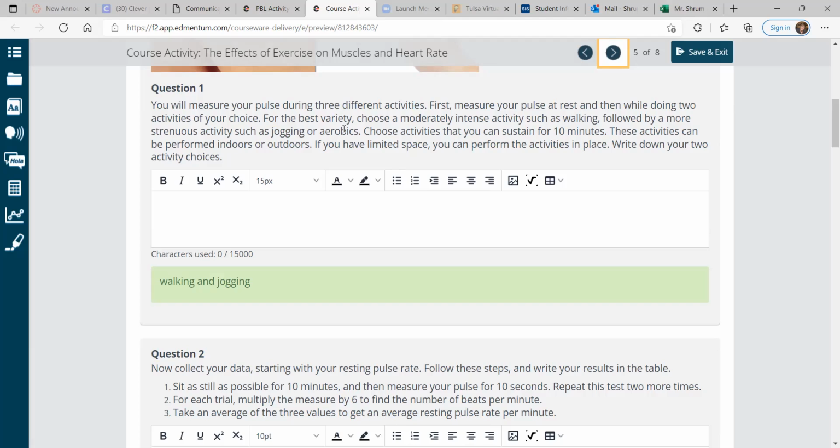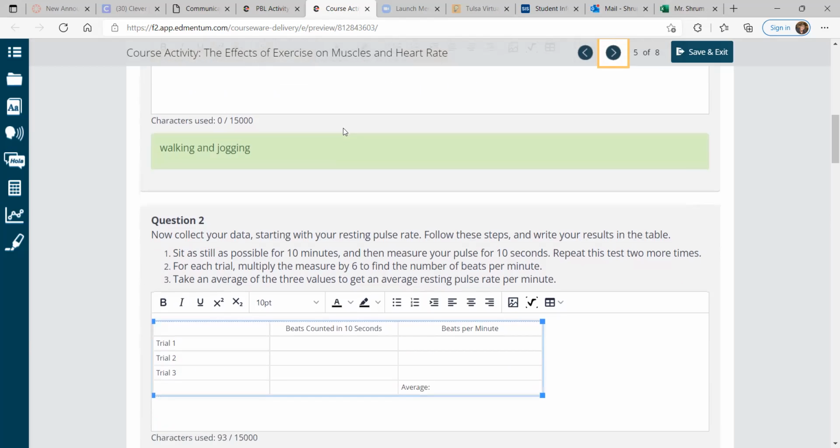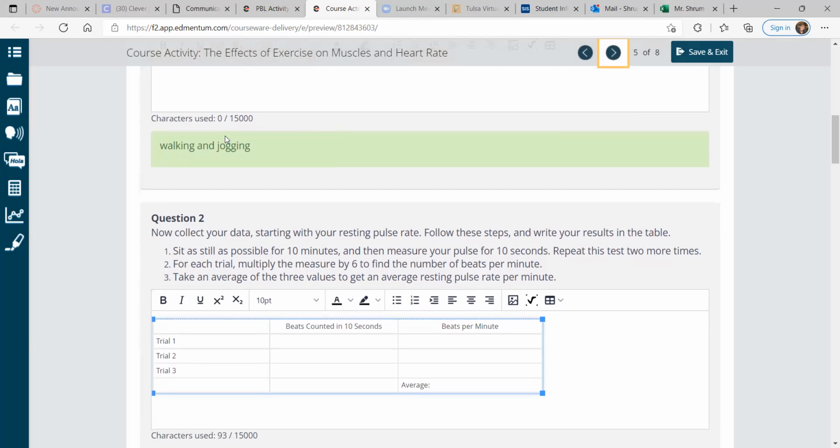And choose activities that you can sustain for 10 minutes or so. And maybe you're not running the entire time, let's say, but for 10 minutes you're mostly doing a rigorous activity. So these activities can be performed indoors or outdoors depending on your space. If you have limited space, you can perform the activities in place. So you could run in place, jog in place, jumping jacks, burpees. That's a fun exercise too. So here, for example, they chose walking and jogging.